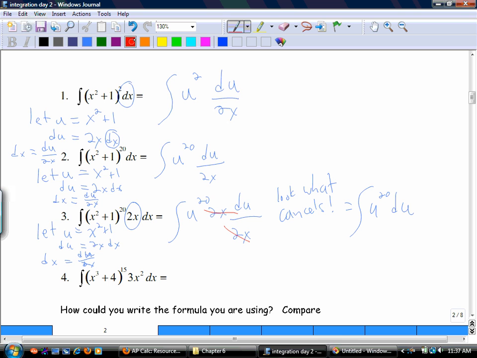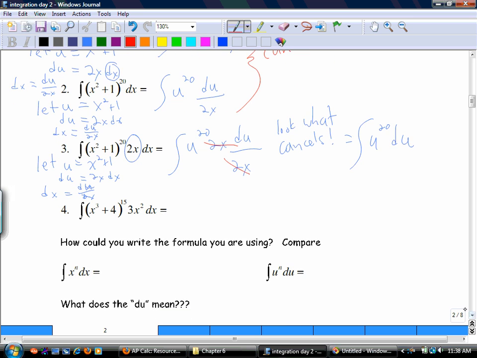These ones up at the top, you cannot integrate, because I have a stupid 2x there. It's stuck there. These ones, when I cancel it off, now I can finally integrate it. I'll show you in a second.